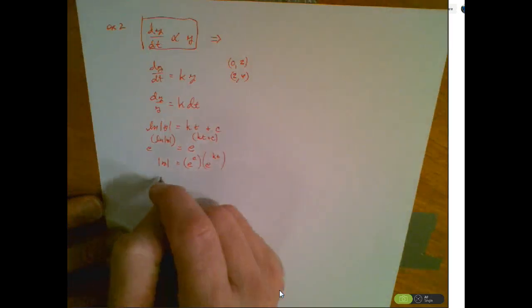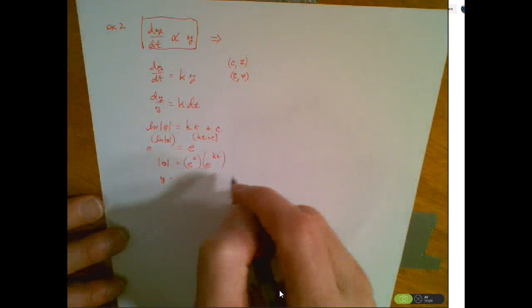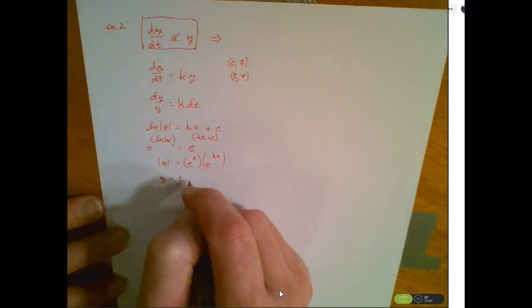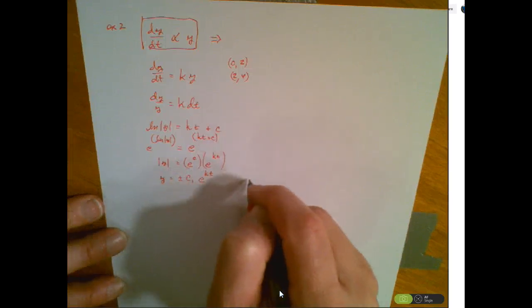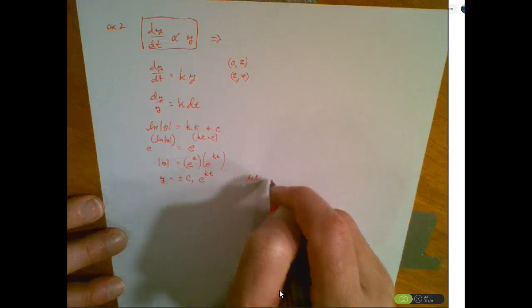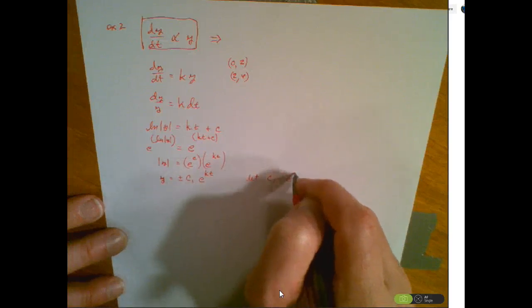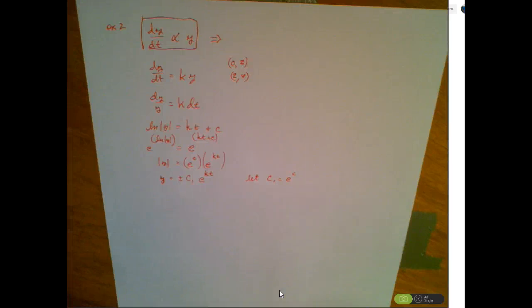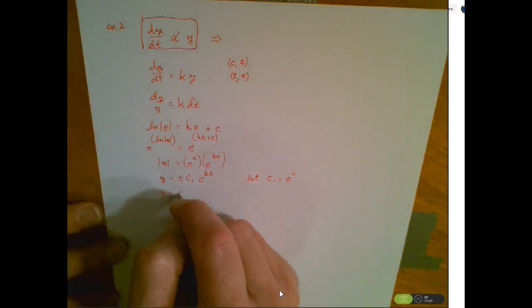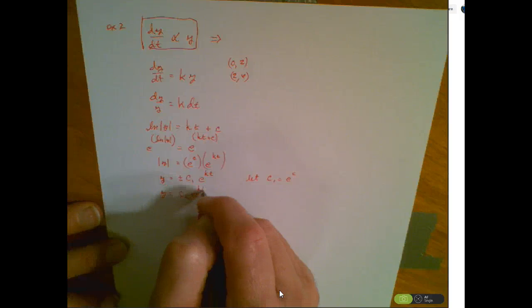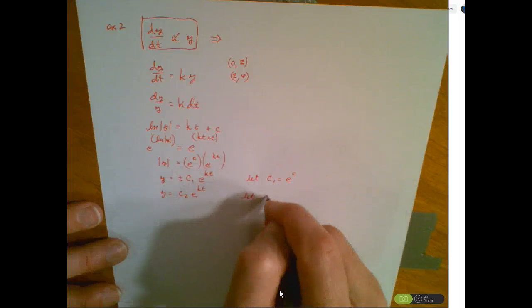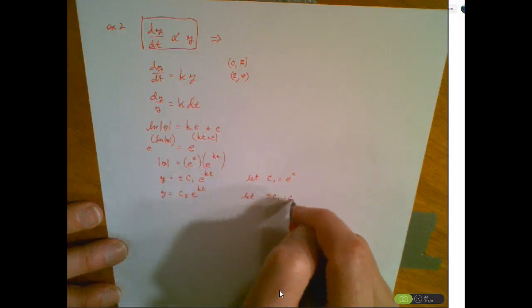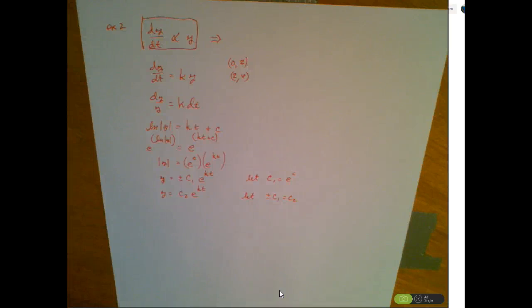We know that now we could write y is equal to plus or minus c1 e to the kt. And why is that? We could say let c1 equal e to the c. Well, then we could say y is equal to some c2 e to the kt, if we let plus or minus c1 equal c2. And remember, c2 could be a positive or negative number. So that's another way to write our justifications.